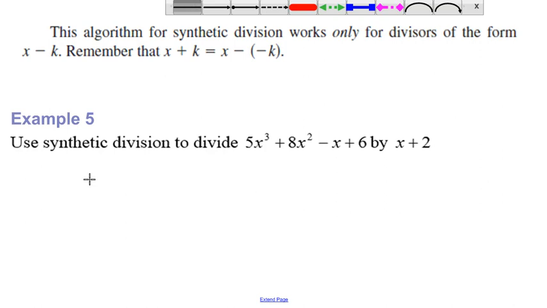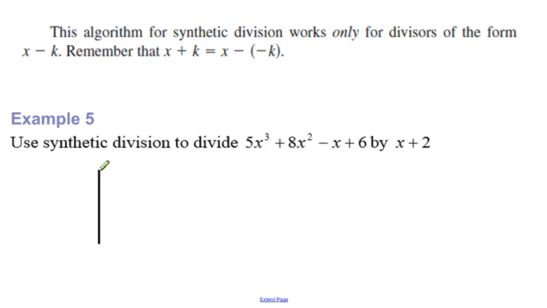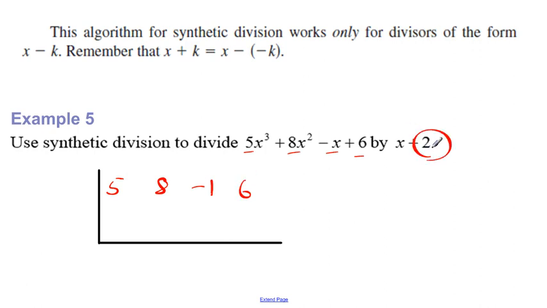All right, so first we're going to draw a little bracket. I'm not sure really what you would call these, but I'm just going to put them just like this. And you're going to do our coefficients right here. So 5, 8, -1, and 6. And since our factor is x plus 2, we're going to do -2 out here. So check this out. We drop our first term, always, 5.